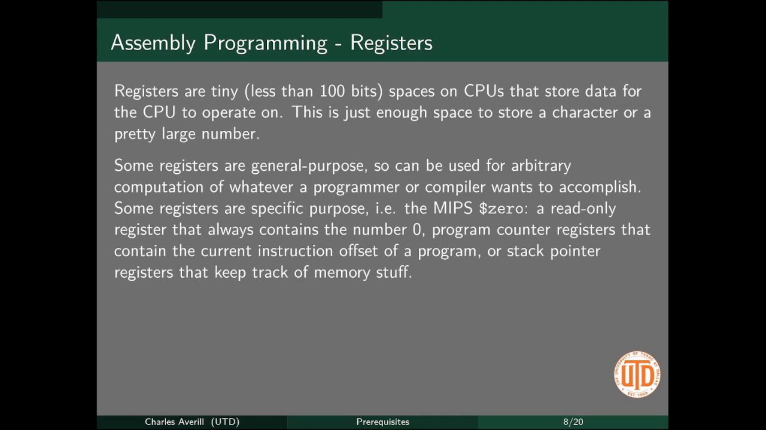Most architectures, probably all architectures, have a program counter register that basically holds the offset of the current instruction of whatever program is being run. And then the stack pointer is a register that will hold on to the address of the next free space on the stack, and we'll talk about that in a second.